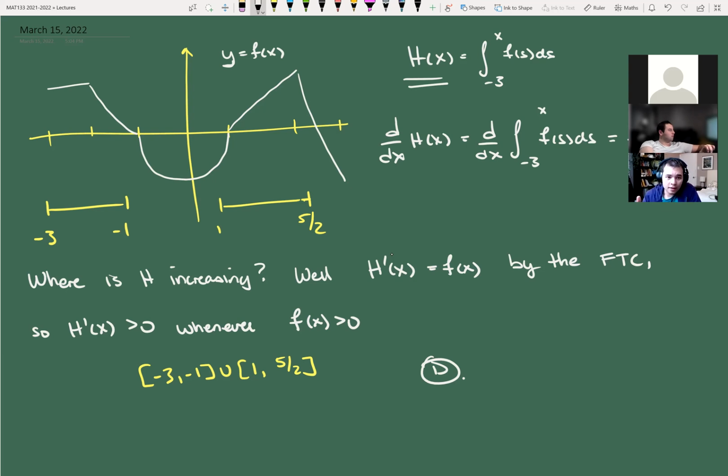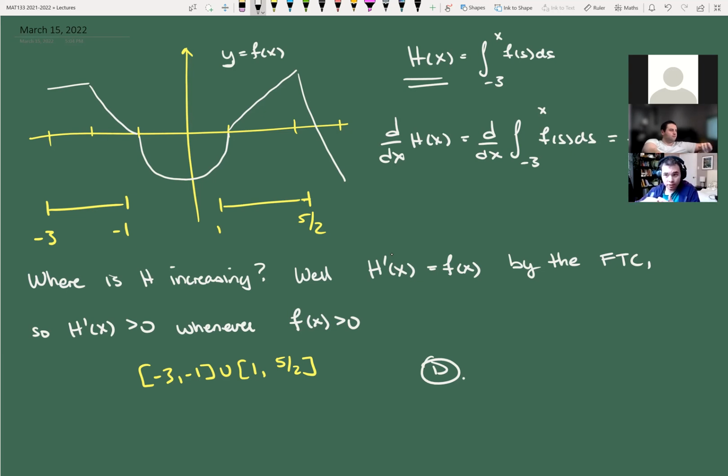So the other way of thinking about this is to say, intuitively, again, remember the area under the graph of the function, but it's signed, right? So area above the x-axis is positive and area beneath the x-axis is negative. So if you think about this function, it's going to be increasing wherever it's adding area, and it's going to be decreasing wherever it's subtracting area.